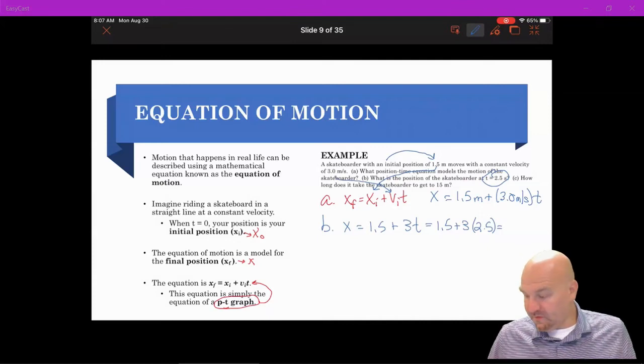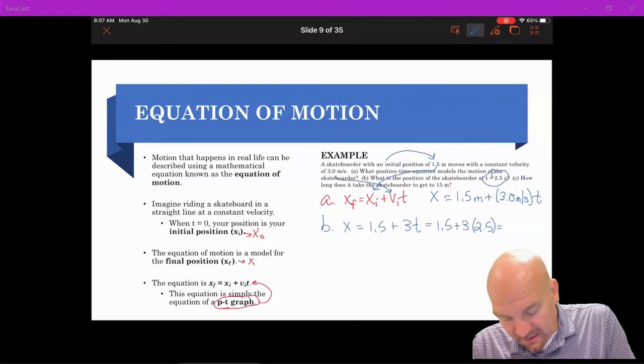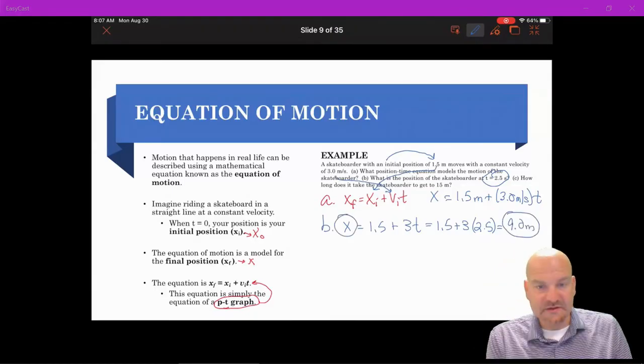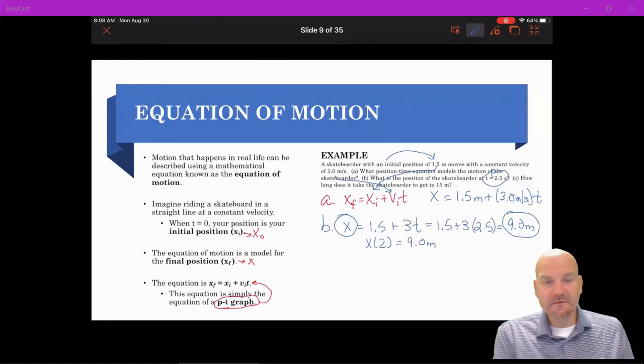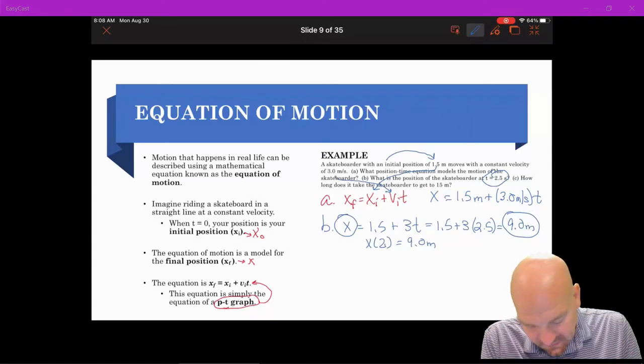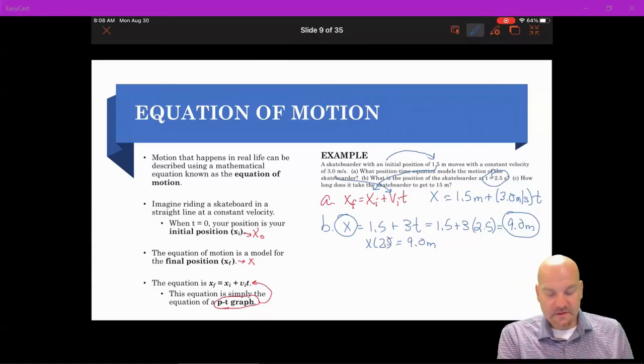So I'm going to do 1.5 plus 3 times 2.5, and that's going to give me an answer of 9 meters. The way you can think of it, this is like x of 2 is equal to 9 meters. Or sorry, 2.5, not 2, but x of 2.5.